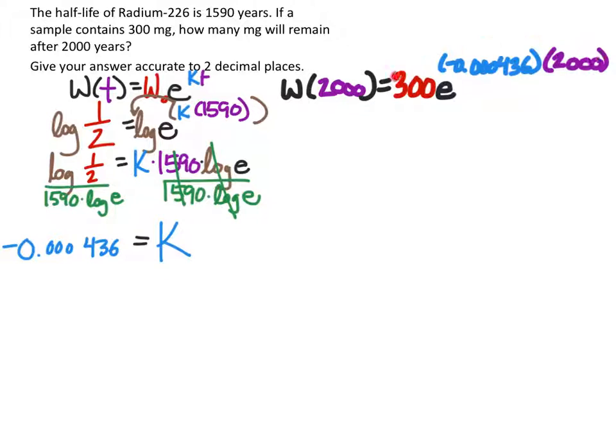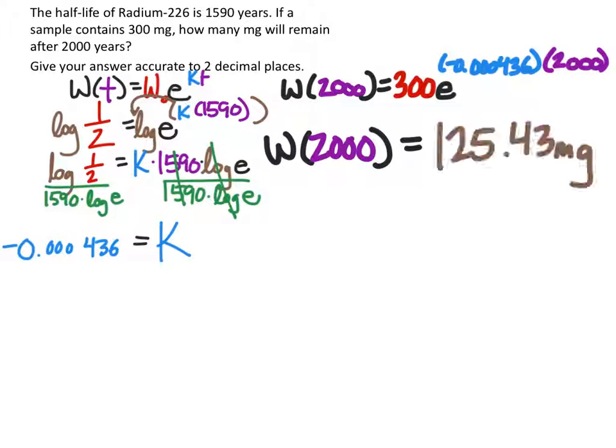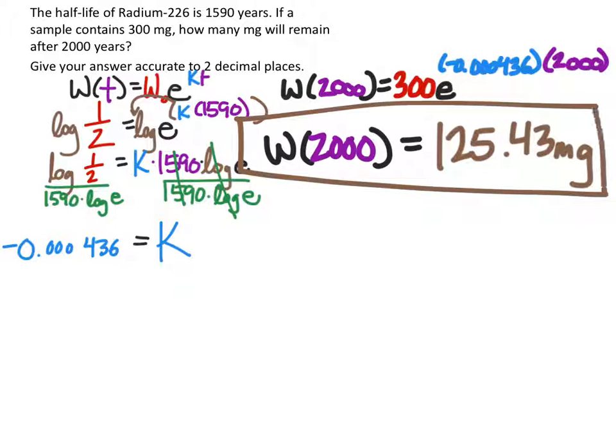From this point, I can just go ahead and plug this directly into my calculator in order to figure out what the weight will be after 2,000 years. And again, just looking back, we went over this before, but this is more than 1,590 years, so we would expect the weight to be less than 1/2 of that 300. And the answer that I get is 125.43 milligrams of this radium-226. And this will be our final answer right here.